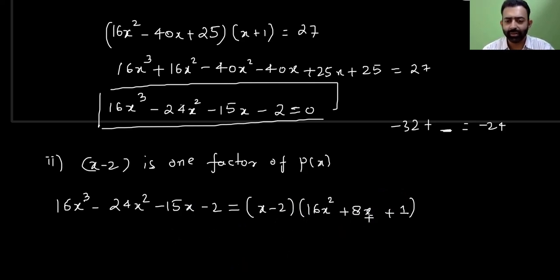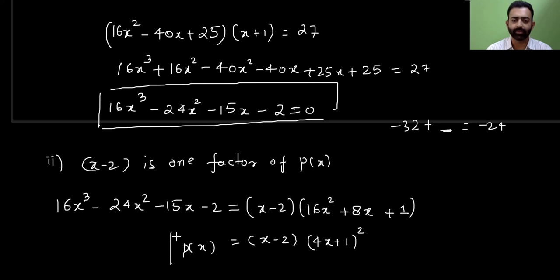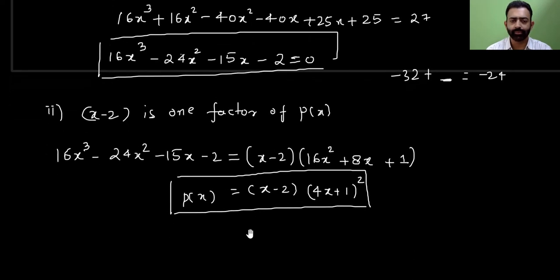And let me see whether this is factorizable. Yes, as you can see here, this is nothing but whole square of 4x plus 1. Okay, this is your p(x).